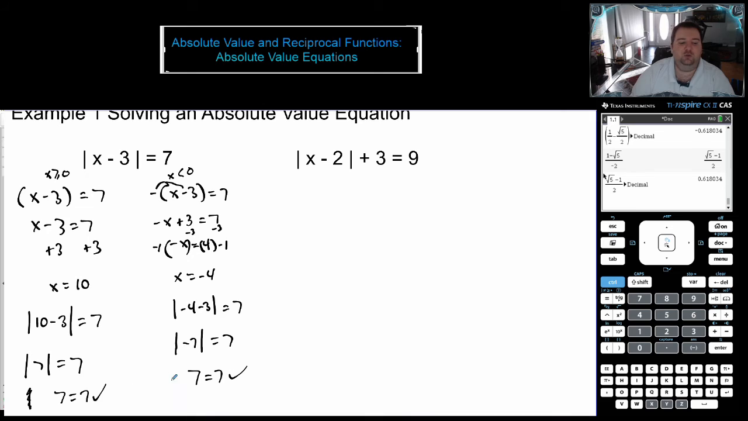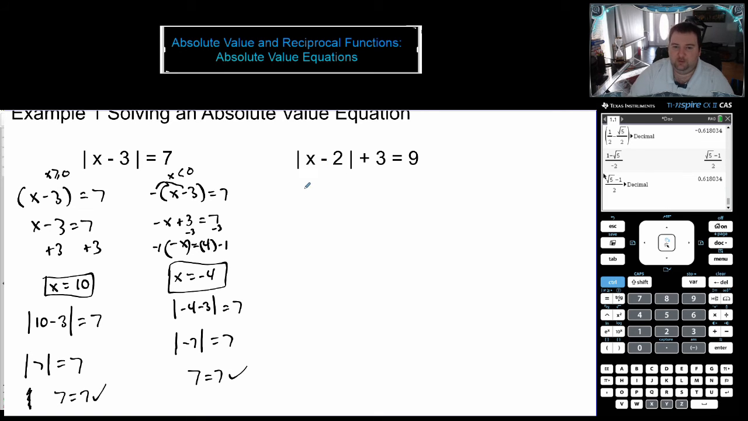So we can see our two cases here identified that x can equal 10 and x can equal negative 4. So we have one value of x that's greater than or equal to 0 and one value of x that's less than or equal to 0, that are both solutions to this expression.